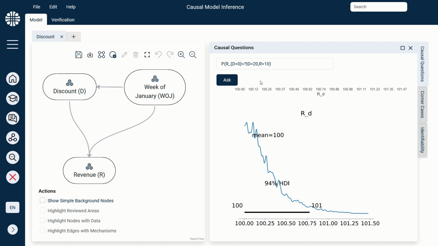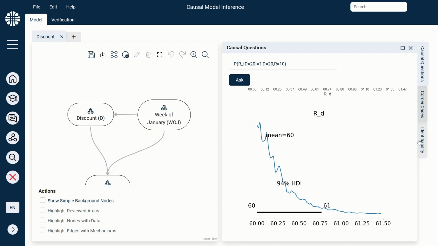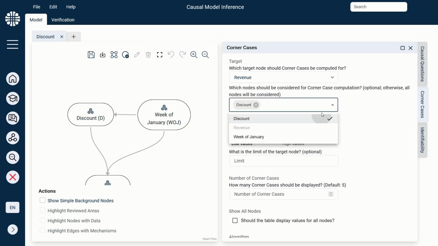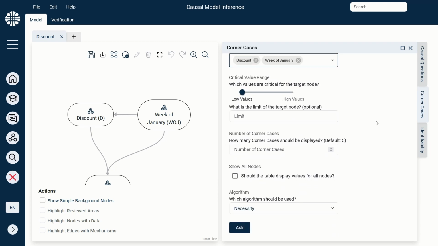By a lot. Then I'll show you the feature corner cases. First things first. What do we mean here? The answer is, it's basically an optimization where Whyond finds extreme values for a given variable, tells which parameter values led there, and how much they influence the outcome. So we select revenue as target variable and want to know how week of January and discount influence it. Then let's say we want to know when and why revenue has low values.